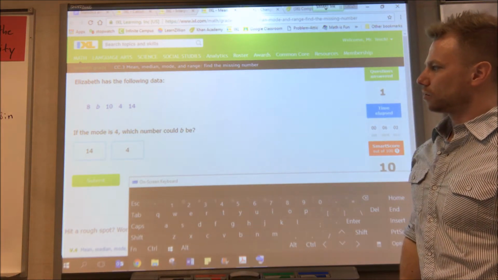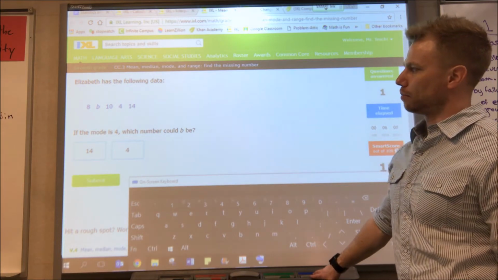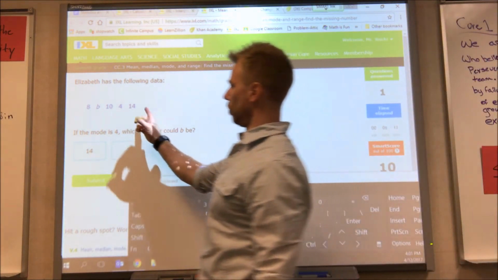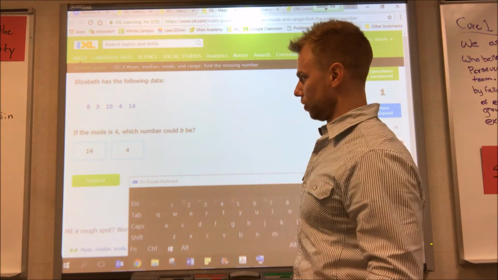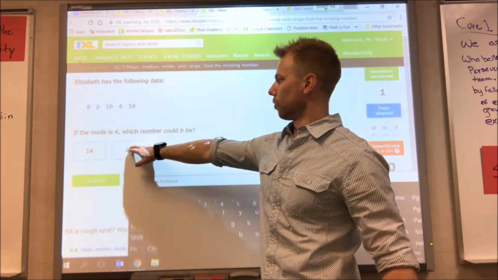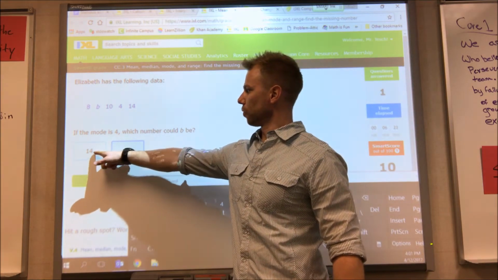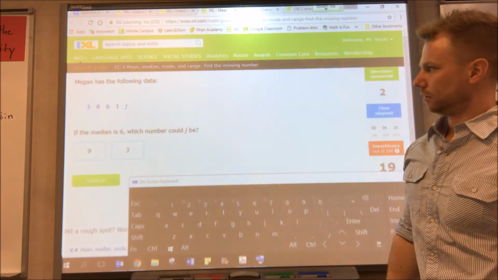Good. If the mode is 4, which number could be B? Now remember, mode is the one that appears the most often. So far, there's only 1 4. There's only one of each number. So for 4 to be the mode, we need another 4. So B has to be 4. If we chose 14, then the mode would be 14. But it can't be 14.